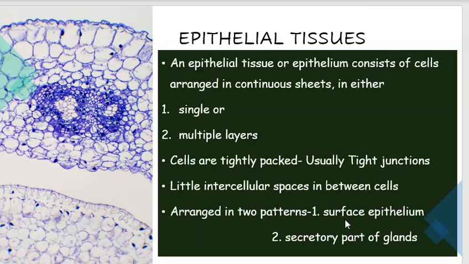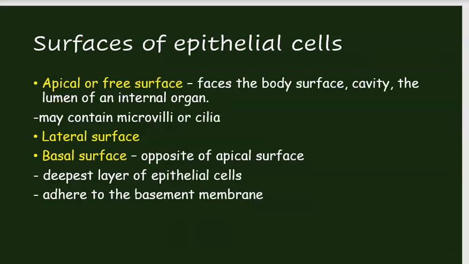Also, these epithelial cells are found in the form of special sense organs when they combine with the nervous tissue. We will discuss it later with the functions. And now we are going to the surfaces of epithelial cells, the features of epithelial cells.